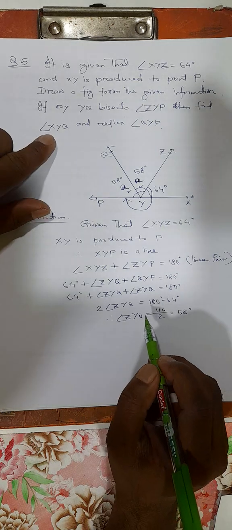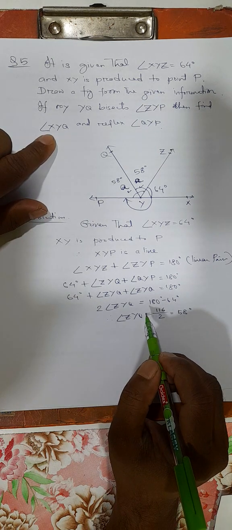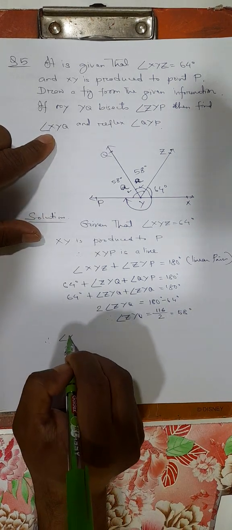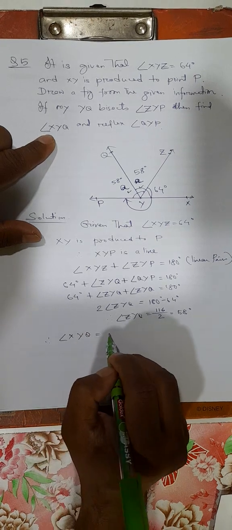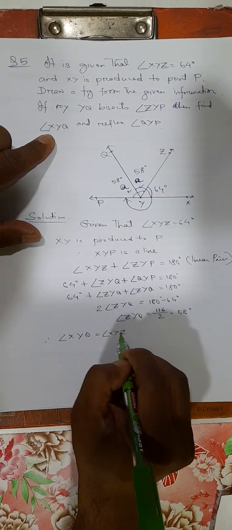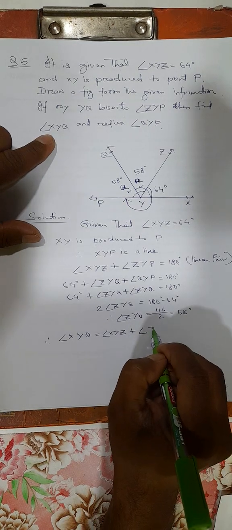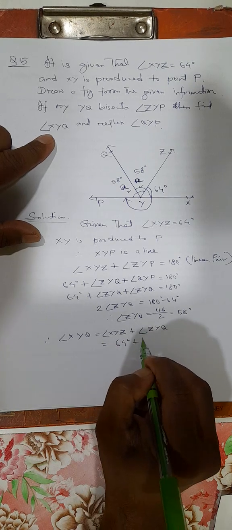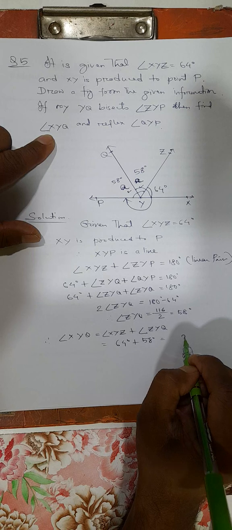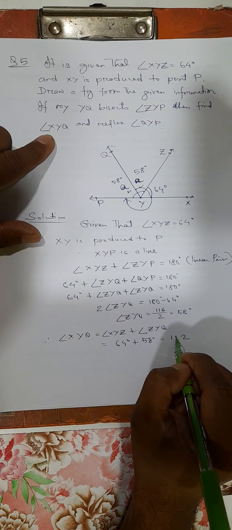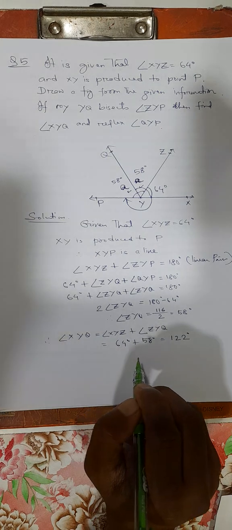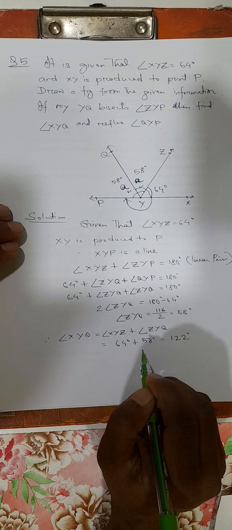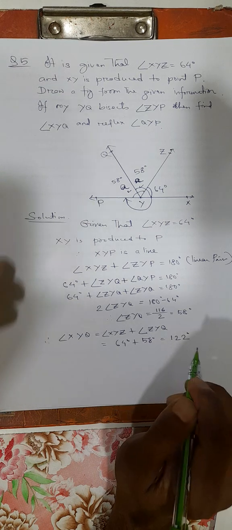So you got XYQ. Find angle XYQ. Now what is XYQ? Therefore angle XYQ equal to angle XYZ plus angle ZYQ. That means 64 degrees plus 58 degrees, that means 122 degrees. XYQ is 122 degrees.